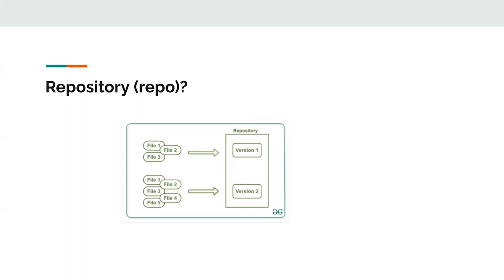So version one would be, say, the first time you committed three files, and then the second time you changed the first file, changed the second file, and added three more files. That's the second version of your repo. And a repository is nothing but snapshots of the different versions of your files. So that's what we can talk about.